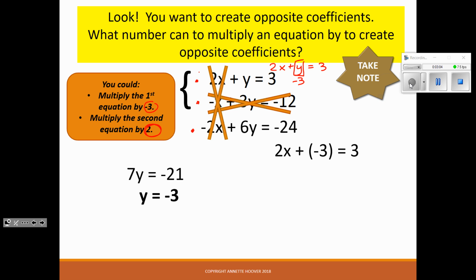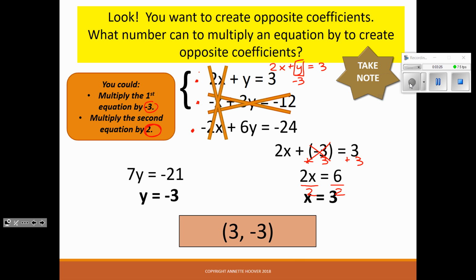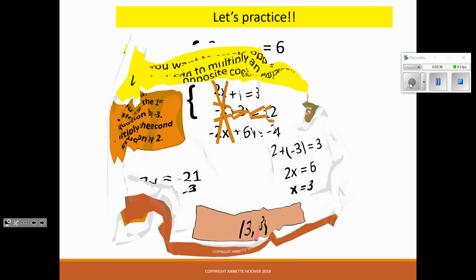It's a two-step equation. First I have to move the -3 to the other side by adding a +3 on both sides. Opposites cancel out. So that results in 2x equals 6. Divide both sides by 2, and our x is 3. And remember, we're looking for an ordered pair. So if we were to graph these two lines, they would cross at (3, -3). So we're just adding this step of multiplying one of the equations by something in order to create opposite coefficients.